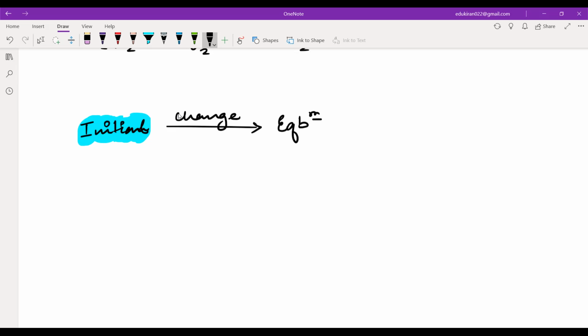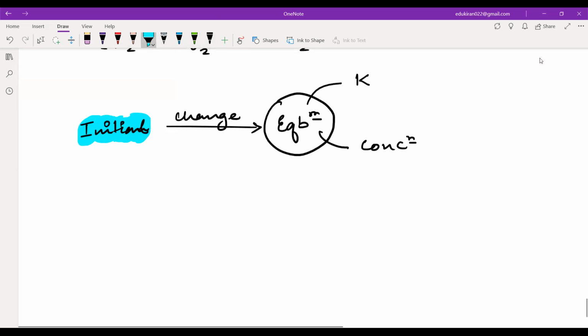Allowed to form N2O at the temperature for which Kc is equal to 2 into 10 raised to minus 37. Determine the composition of equilibrium mixture. Okay, fine. So in equilibrium you have 2 things. You have Kc, that is the equilibrium constant, and you have the equilibrium concentration. So out of these 2, what has been given to you? K has been given to you, and you know that there is a relationship between K and the equilibrium concentration. Yes or no? Yes.